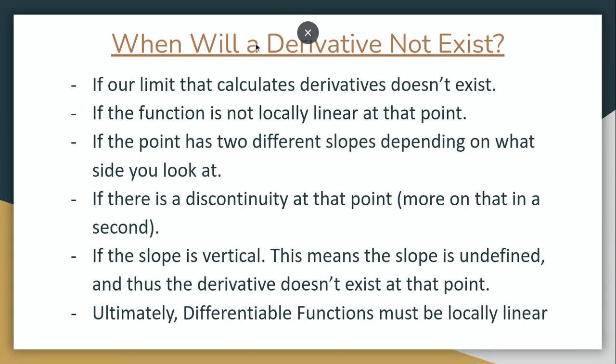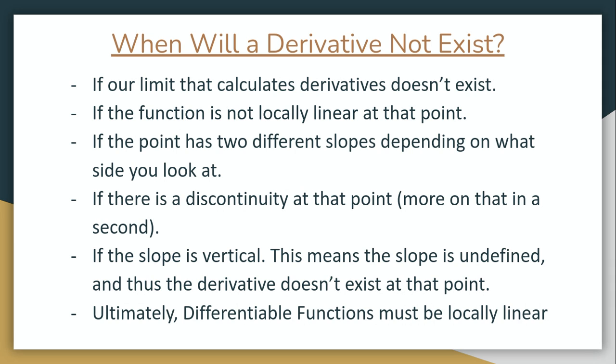So quite obviously, our derivative will not exist if our limit that calculates derivatives doesn't exist. If our limit definition of derivative does not give us a number, then our derivative won't exist because that limit tells us our derivative. If the function is not locally linear at that point, it additionally will not be differentiable at that point.